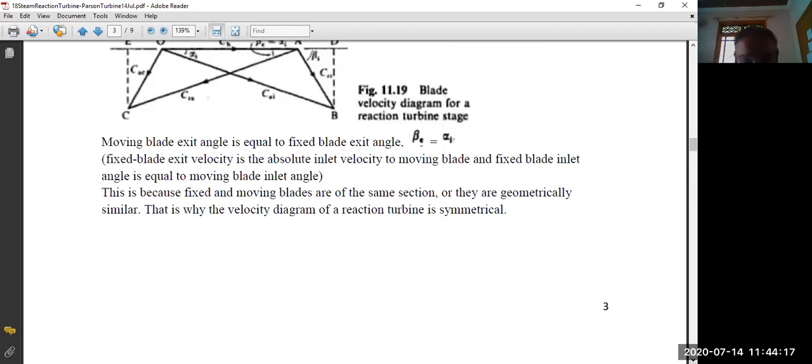specification of the Parsons turbine, the 50 percent reaction turbine. This is because the fixed and moving blades are of the same section; they are geometrically similar. That is why the velocity triangle of a reaction turbine is symmetrical.